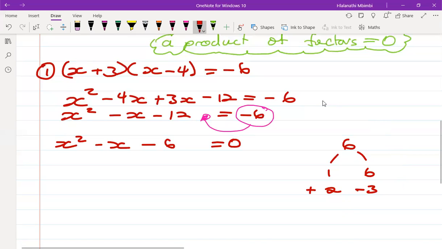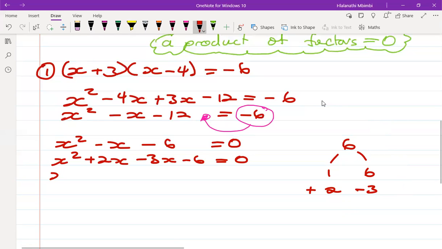And then I can open 2 brackets, set it equal to 0. Oh, no, I don't factorize that way anyway. I factorize differently. So this would be x squared plus 2x and then minus 3x minus 6 is equal to 0. Are we happy? Yes, sir.